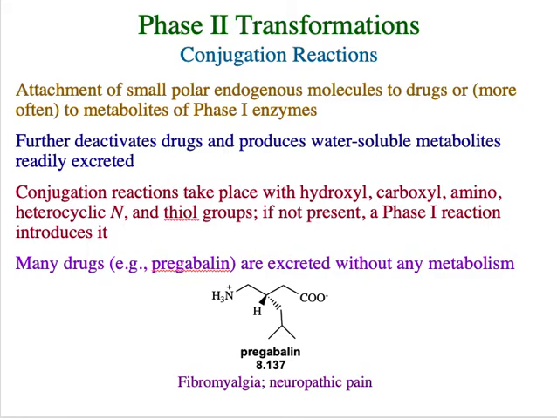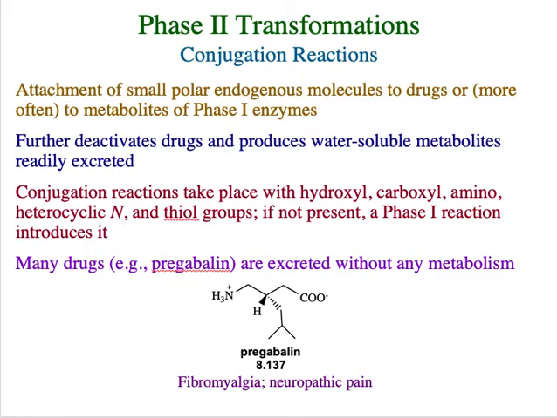Okay, so phase 2 transformation. We talked about this a bit. They deactivate the drug by producing water-soluble metabolites that are readily excreted. And if those groups aren't there, phase 1 will introduce them. And some drugs are excreted without any metabolism at all.